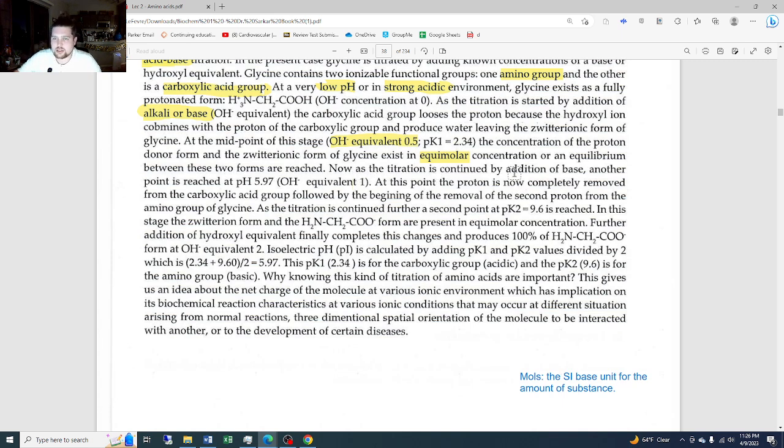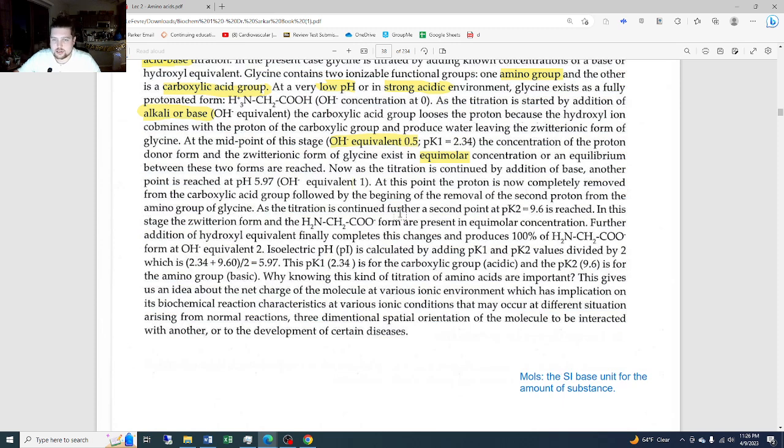Now, as a titration is continued by addition of base, another point is reached at pH 5.97, or the OH equivalent of 1. So meaning that all of the OH is dominant at this point. So at this point, the proton is now completely removed from the carboxylic acid group, followed by the beginning of the removal of the second proton from the amino group of glycine.